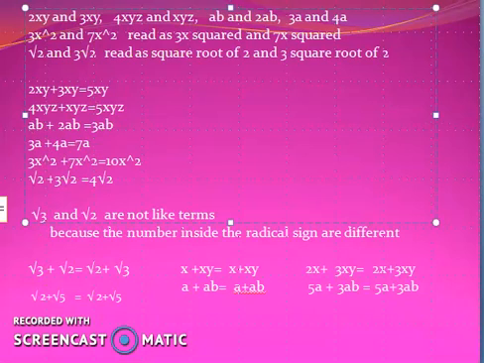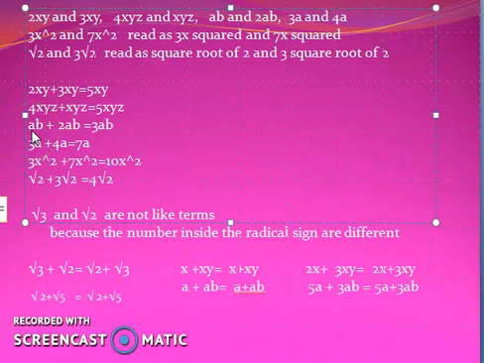Okay, let's continue to our examples. So here, we have 2xy plus 3xy. We are adding the coefficient of xy. So 2 plus 3 equals 5. And the variables are xy. So 2xy plus 3xy equals 5xy. For 4xyz plus xyz, when there is no number before the variables, that means the coefficient is 1. So 4 plus 1 will give you 5. So 4xyz plus xyz equals 5xyz.